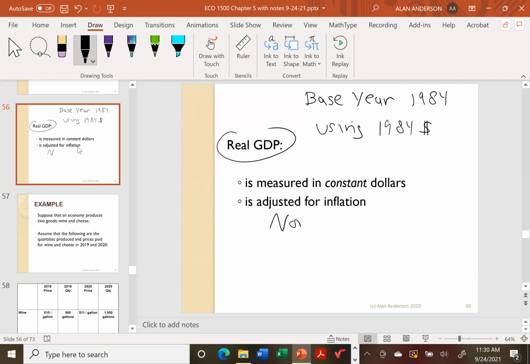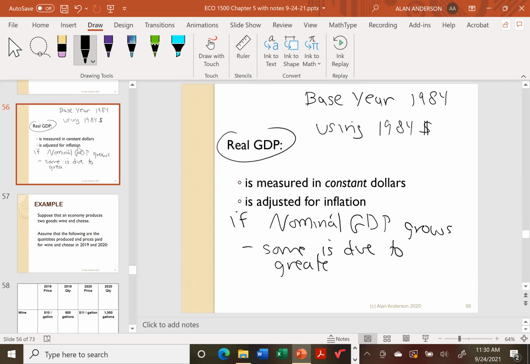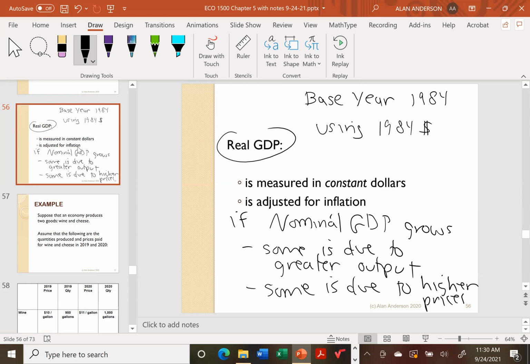So when nominal GDP increases, if nominal GDP grows, some of that is due to greater output. More goods and services are being produced. But some of it is due to higher prices. And that means our standards of living are not growing. So imagine if the entire increase in GDP was due to higher prices. That means our standards of living haven't changed at all. So we hope that most of this increase is coming from greater output, and very little of it is coming from higher prices. But the only way to find out is to actually calculate real GDP.